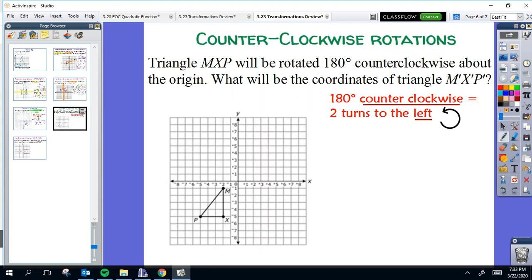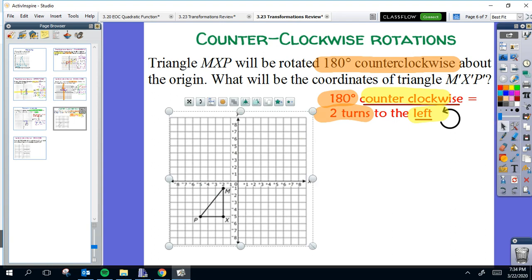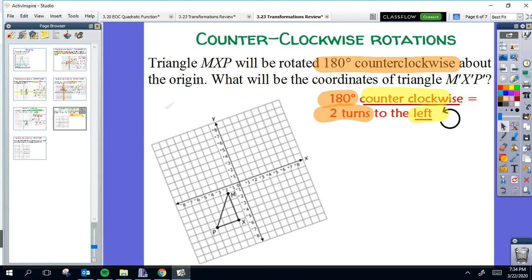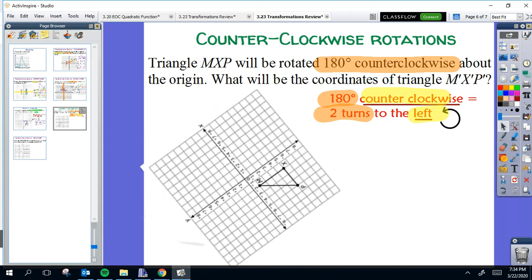We're going to use the exact same procedure here, but now the only difference is I'm looking at a counterclockwise rotation. This one says the triangle is rotated 180 degrees counterclockwise. So what are the coordinates of the new triangle? Remember that 180 degrees means 2 turns, and that counterclockwise means you're going to the left side. So this is what 2 turns to the left looks like. 1, 2.